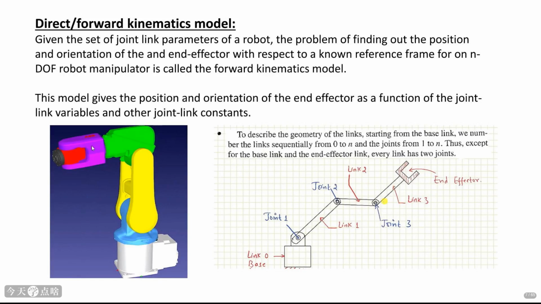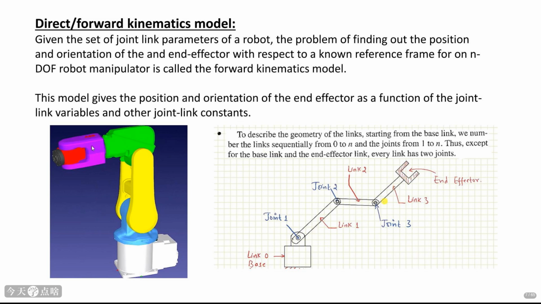So, what exactly is forward kinematics? It's the process of figuring out the position and orientation of the robot's end effector, the tool at the end of the arm, given the angles and positions of all its joints. If you know how each joint is set, forward kinematics tells you exactly where the robot's hand is in space.